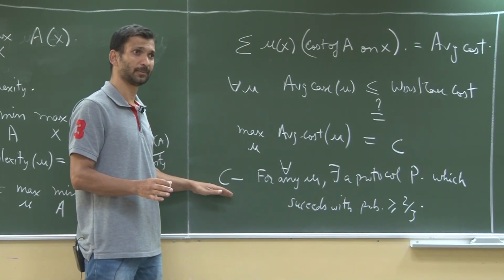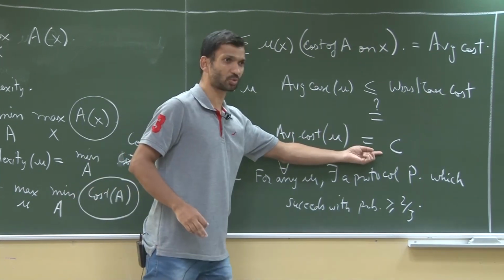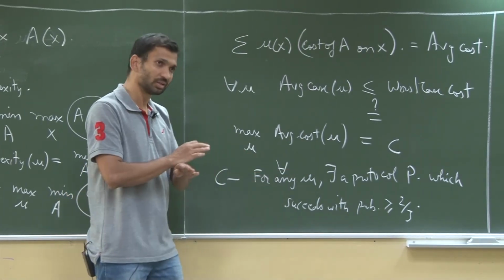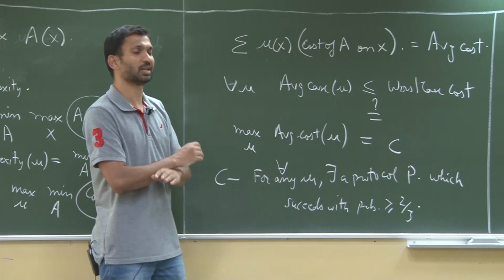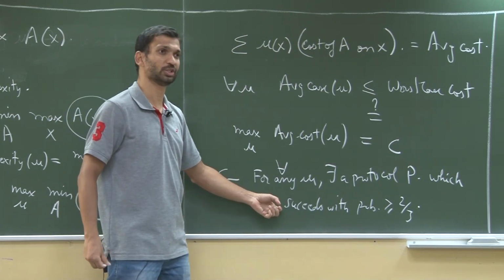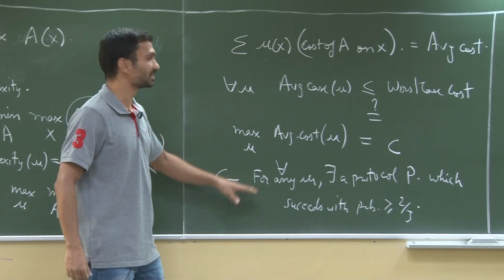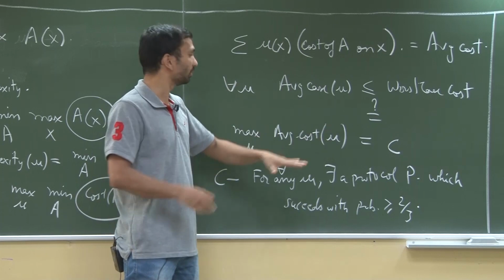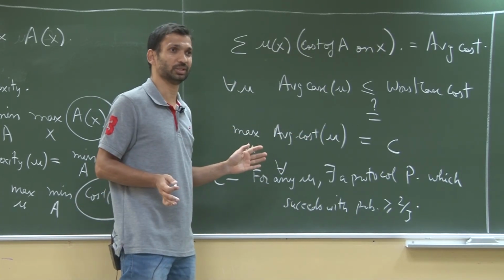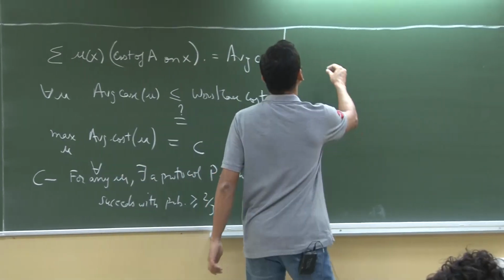Sounds good? This is how I am defining C. In this much communication, for any mu, I have a randomized protocol which is going to work. This is the definition of working, right? Now, after setting this, I am going to do a max-min, but this average cost is going to be completely different. It is not going to talk about communication. So, I am going to set these things up.